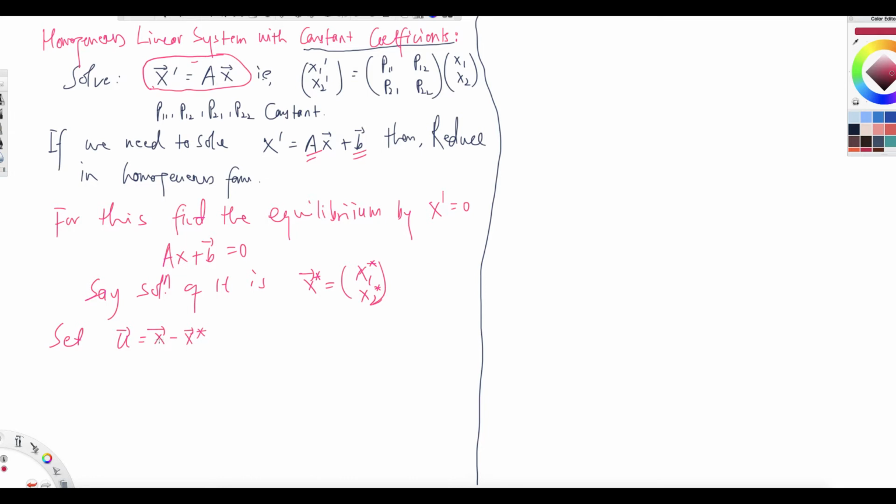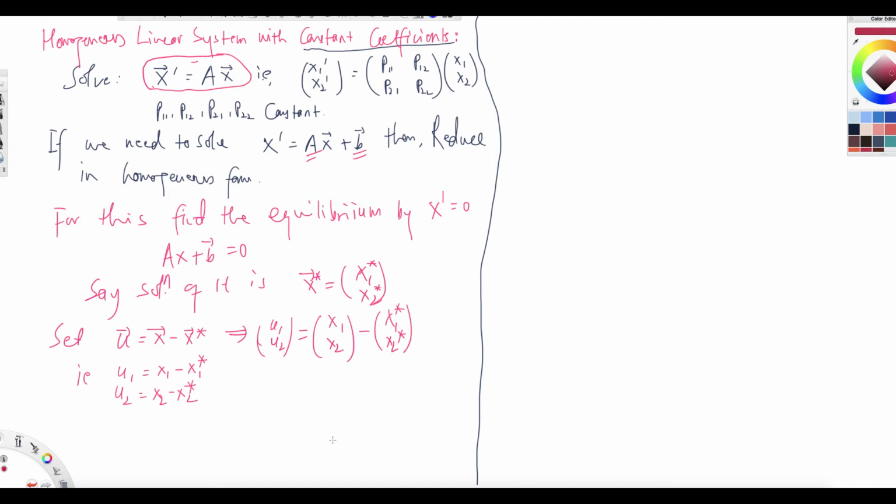So what is x? x is x1, x2. x star is x1 star, x2 star, and u is, let's say, u1, u2. Then u1 equals x1 minus x1 star, and u2 equals x2 minus x2 star. That's what you get, right? Because the vector u equals x1, x2 minus x1 star, x2 star. You see that?